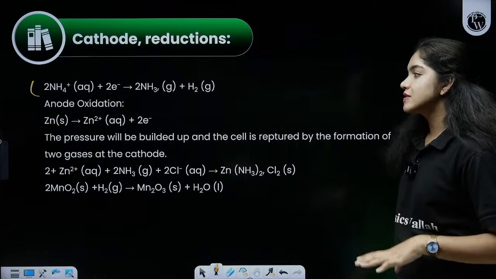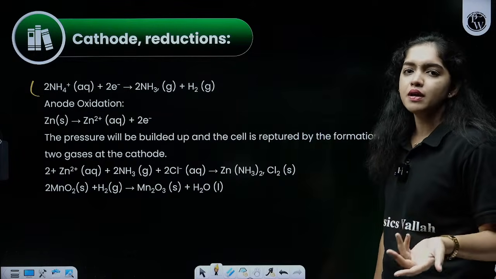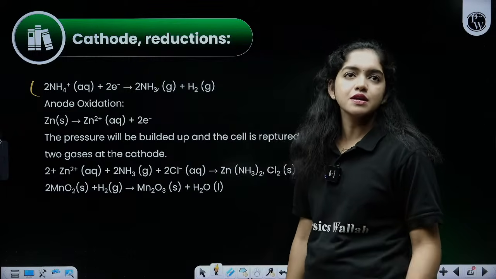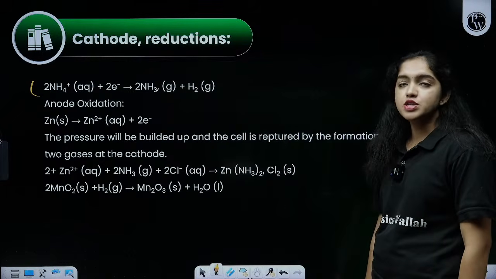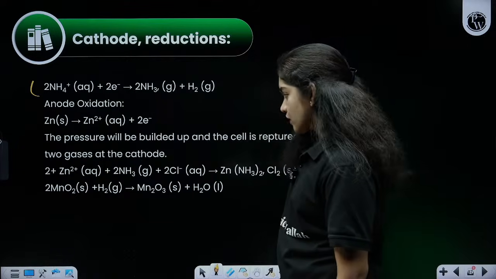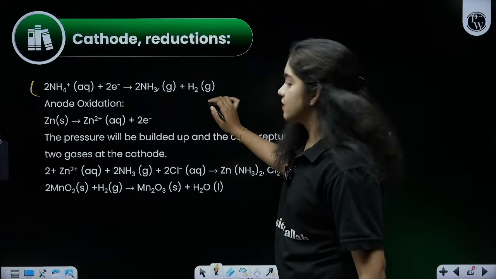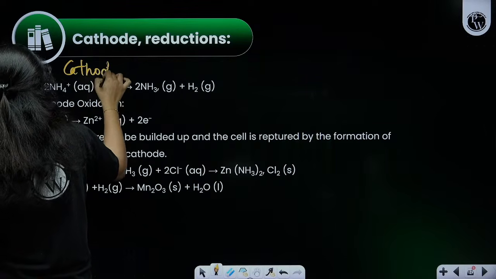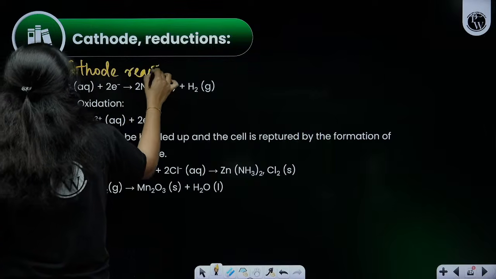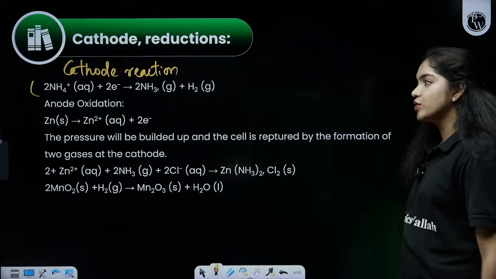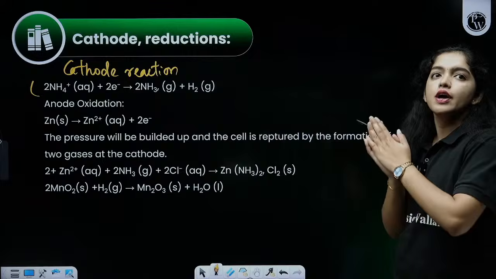Then anode oxidation, zinc. If it is zinc, what will happen? We learned in the Daniel cell that zinc undergoes oxidation. Zinc changes to Zn2 plus, Zn2 plus 2 electron. So, first one is cathode. Here it is cathode reaction. This is the cathode reaction. The other one is the anode reaction. So, cathode reaction and anode reaction combine together to form the total reaction.